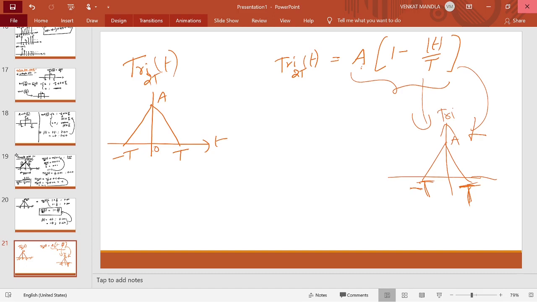Okay, so these two pulses, what are the pulses I discussed? The rectangular and the triangular pulses are very, very important. When I discuss the Fourier transform of these two signals, I will explore these two signals in more detail. But remember, these two signals are important.